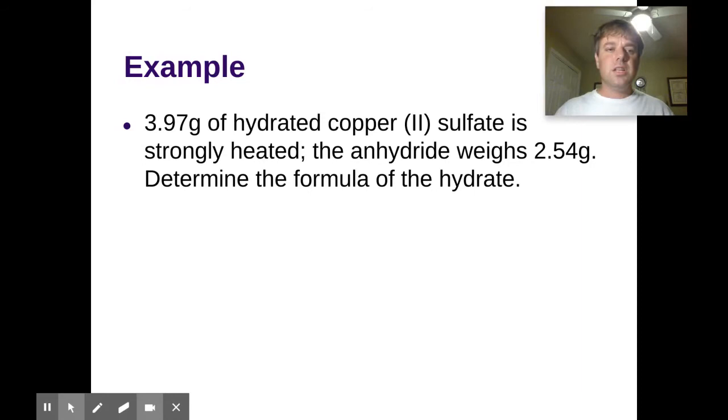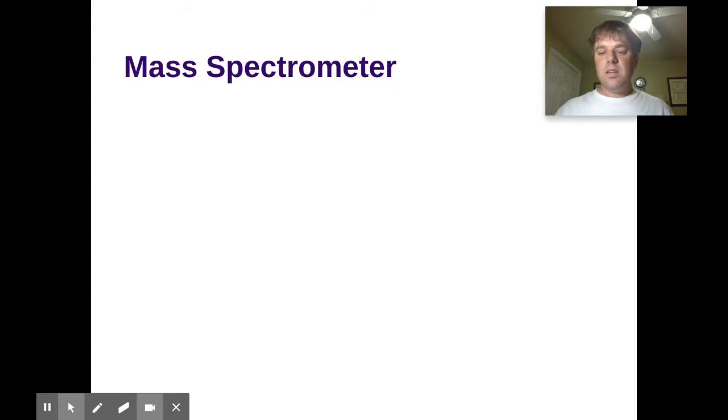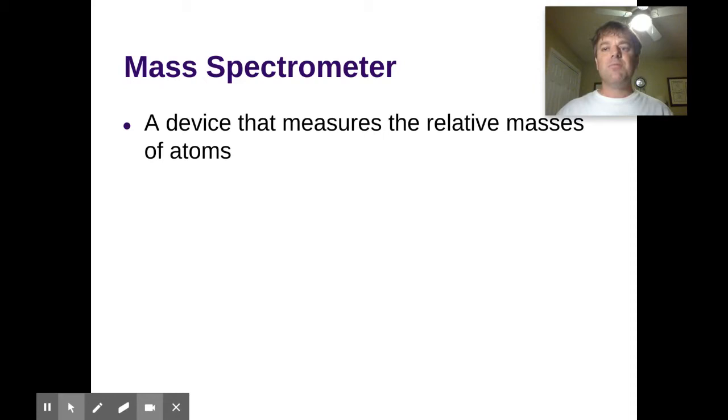So now we're going to continue with the second part of our lesson, where we're going to talk about mass spectroscopy. So a mass spectrometer is a device that measures the relative masses of atoms. So this can be used with atoms. You could also use it with compounds if you wanted to, for instance, find the molar mass of a compound.